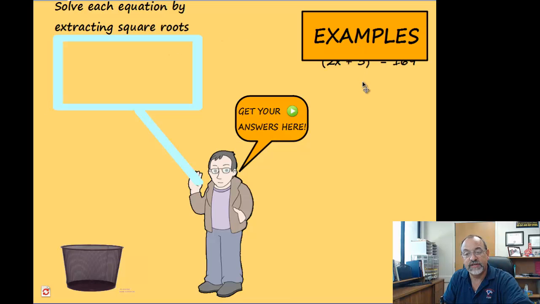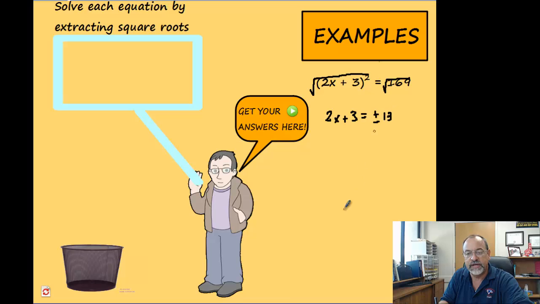So some examples here. Let's take this first one. 2x plus 3 squared is equal to 169. So it's already set up for me where this is by itself. So I'm going to take the square root of both sides. Okay, and this is going to be 2x plus 3. And because I took the square root over here, it's going to be plus or minus.